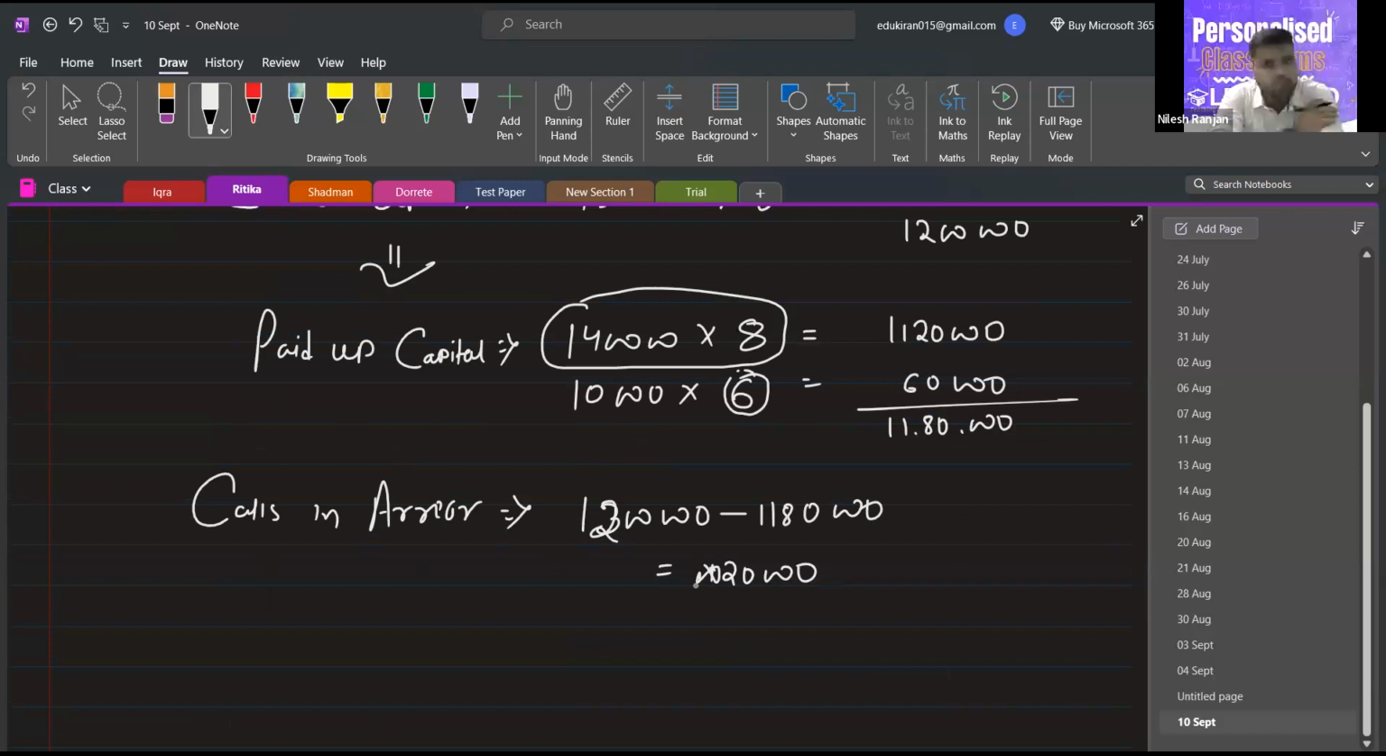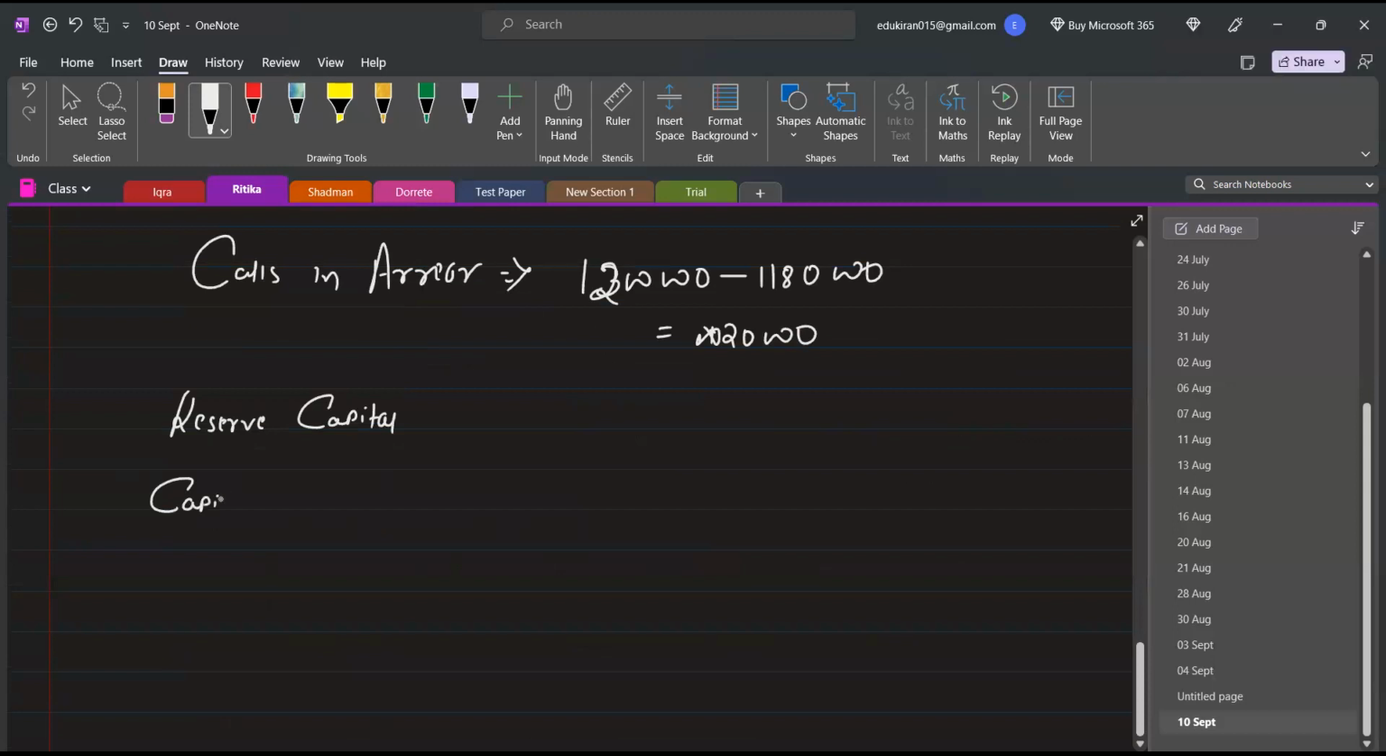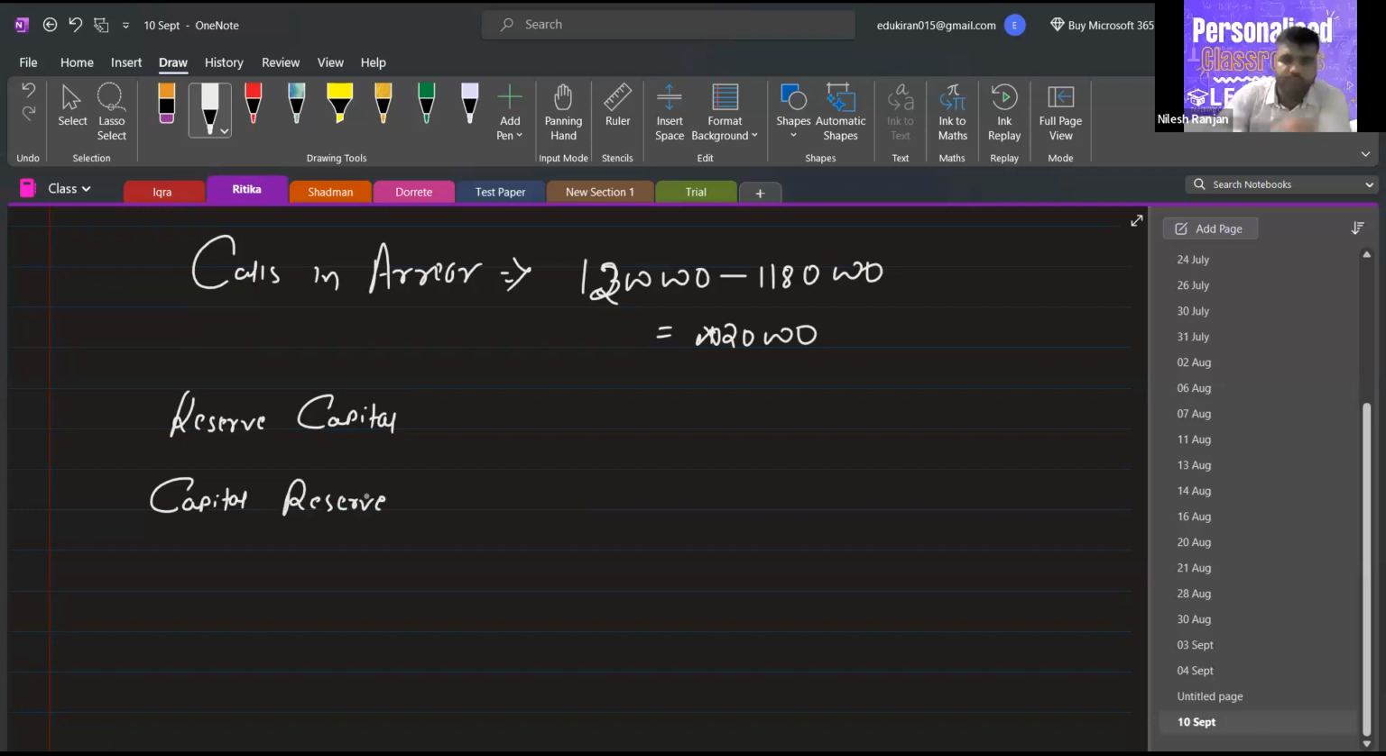Now there is one more concept related to this, which is called reserve capital. Do you know anything about it? Reserve capital. Sir, no. And capital reserve. Sir, capital reserve, in this we transfer the balance profit to the capital reserve.